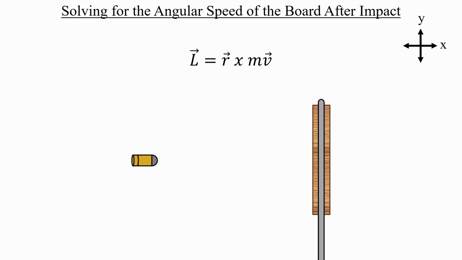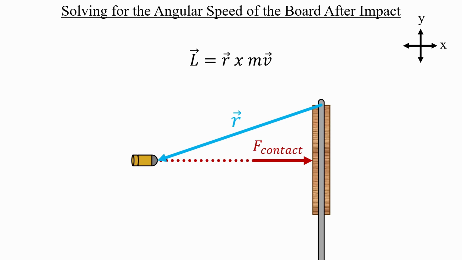There's only one force that can do that in the x direction, and that's the contact force of the bullet on the board once it reaches the target. We don't have to worry about calculating its value or anything like that. All we need to do is just identify it and draw its line of action, which is represented by that dotted line. With that done, we can now draw our position vector. Next up in the cross product is lowercase m, which refers to the mass of the bullet. And finally, our velocity vector will point in the same direction that the bullet travels.